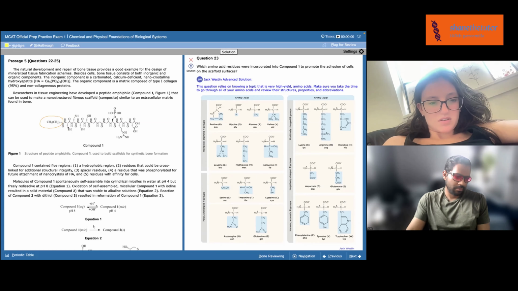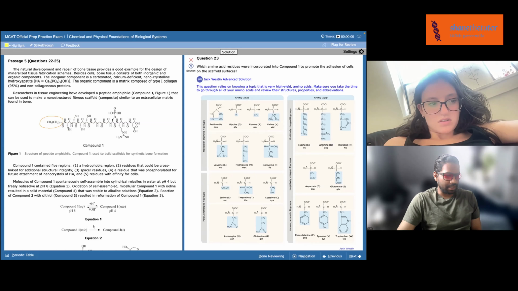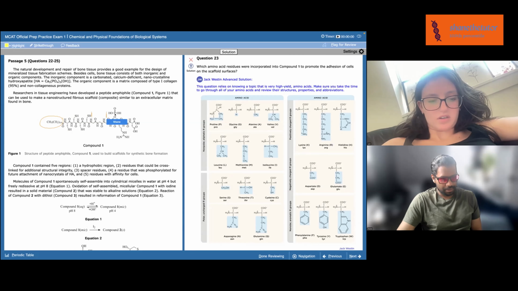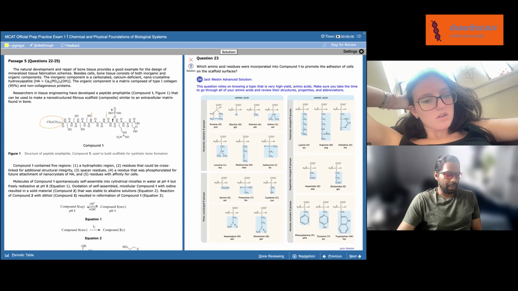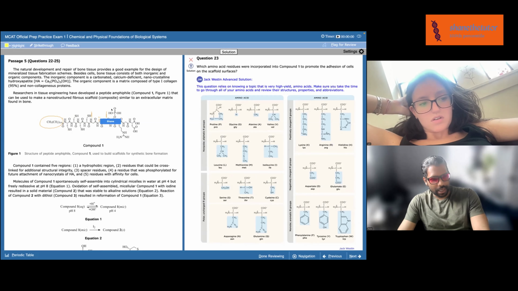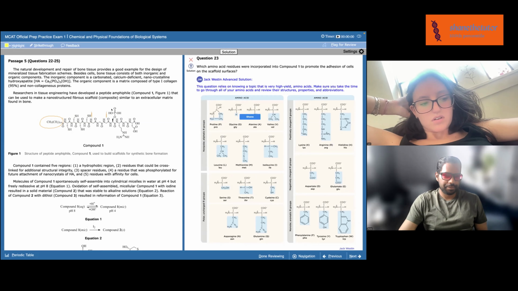Spacer residues. Yep. So those can just be considered, well, since after that they say a residue that was phosphorylated, the phosphorylated is this, so it must be this region. And you can see that the R groups aren't being drawn, which would mean that the R group would actually be hydrogen, in which case you would have glycine as the stuff in the spacer residues.